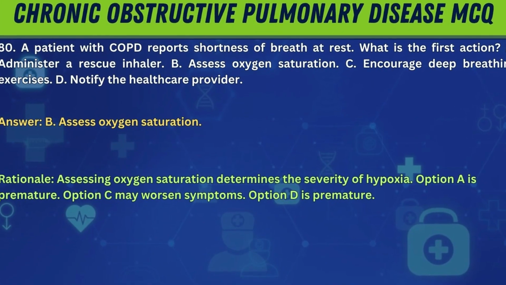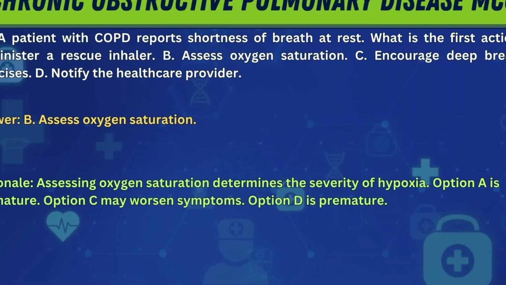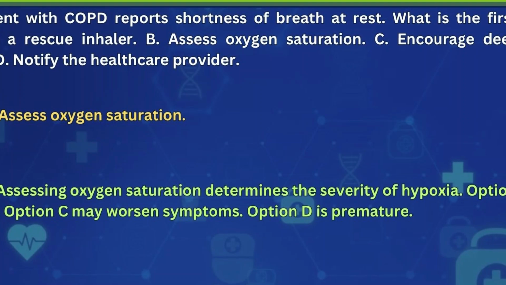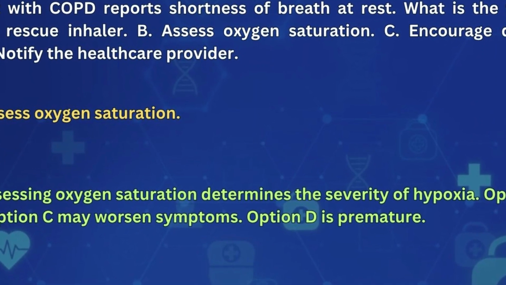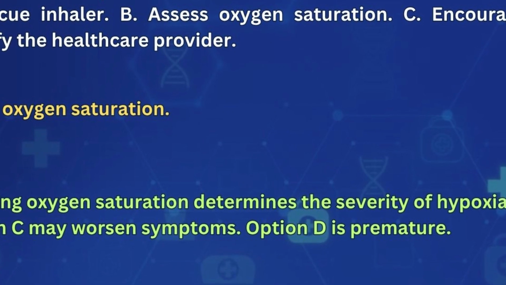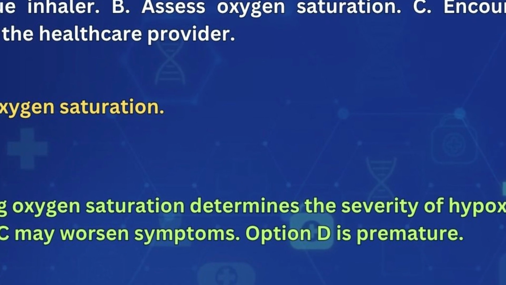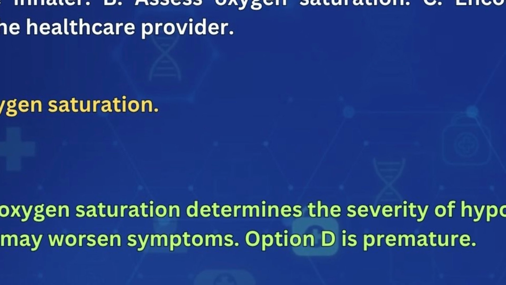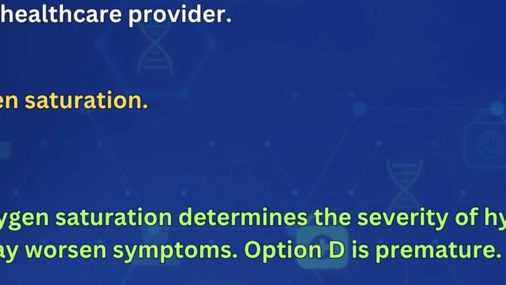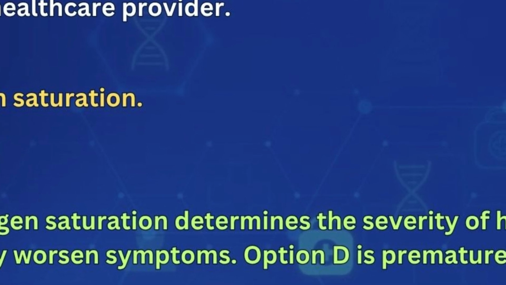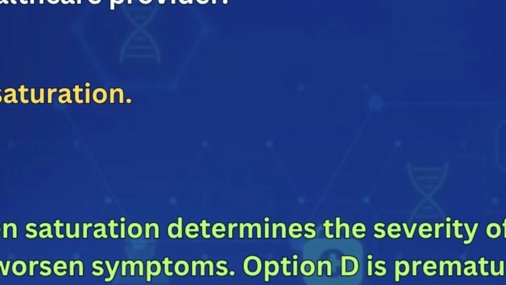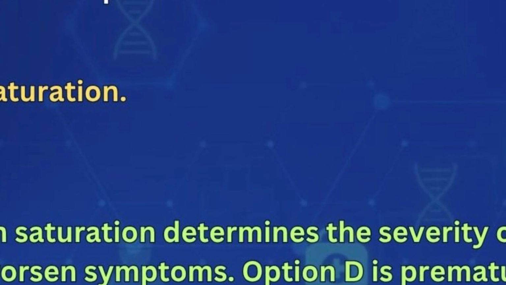80. A patient with COPD reports shortness of breath at rest. What is the first action? A. Administer a rescue inhaler. B. Assess oxygen saturation. C. Encourage deep breathing exercises. D. Notify the healthcare provider. Answer: B. Assess oxygen saturation. Rationale: assessing oxygen saturation determines the severity of hypoxia. Option A is premature. Option C may worsen symptoms. Option D is premature.